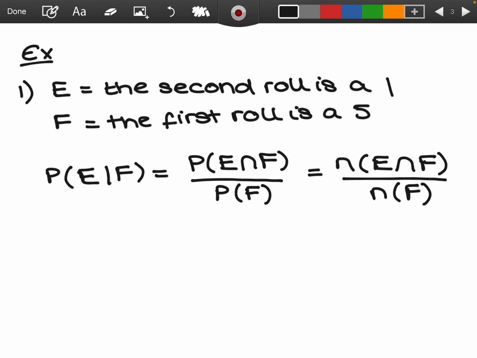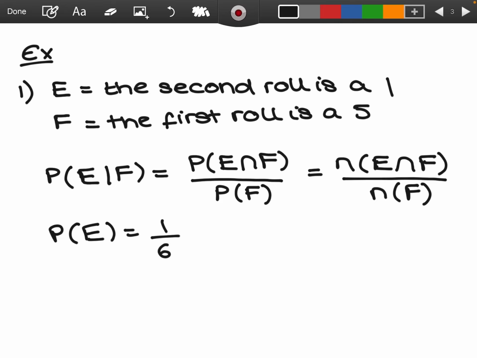So I'm going to show that the probability of E, given that F has happened, is equal to the probability of E. Now I already know that the probability of E is equal to 1 over 6. I have a 1 over 6 chance of rolling a 1, regardless of the fact that it's my second roll. I know that the probability of rolling a 1 on a die is 1 over 6. I want to show that the probability of E, given F has happened, is also 1 over 6.